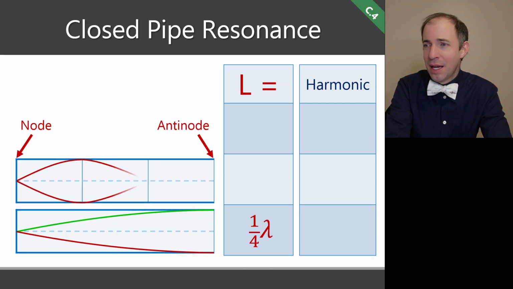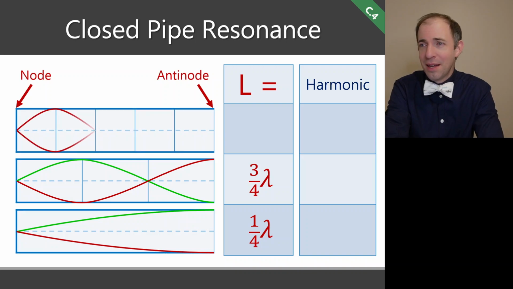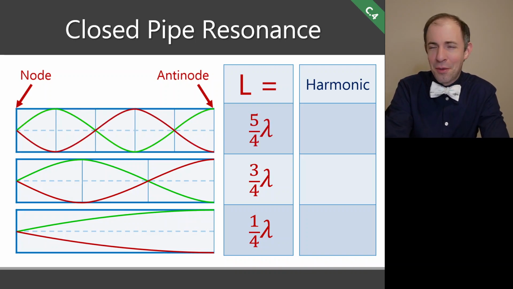The next simplest wave looks like this. That is 3/4 of a wavelength. The next simplest wave looks like this, and that is 5/4 of a wavelength.